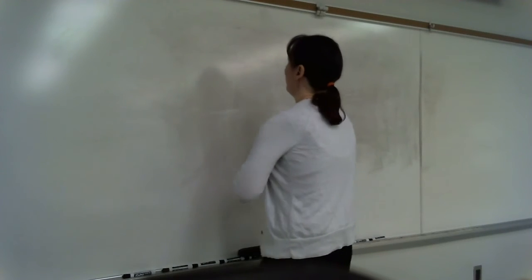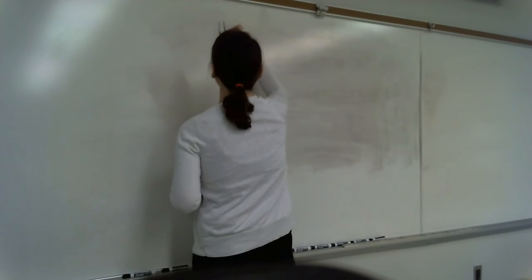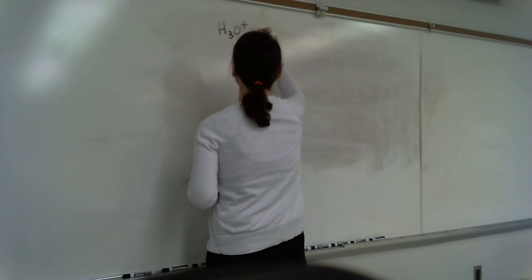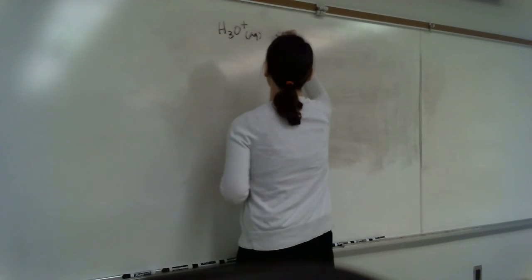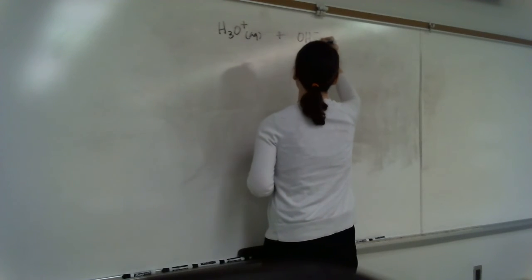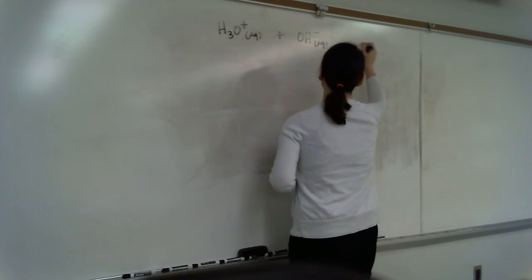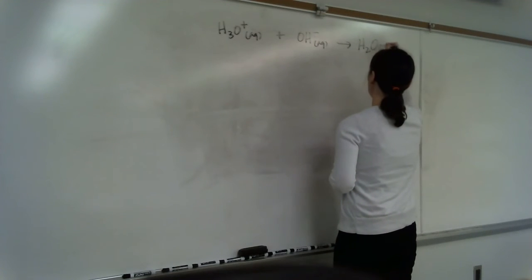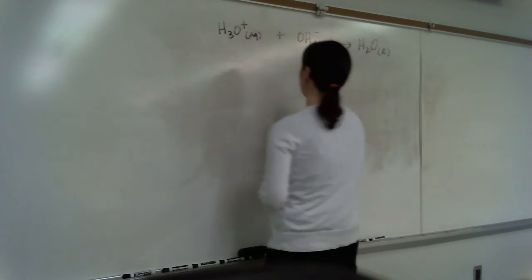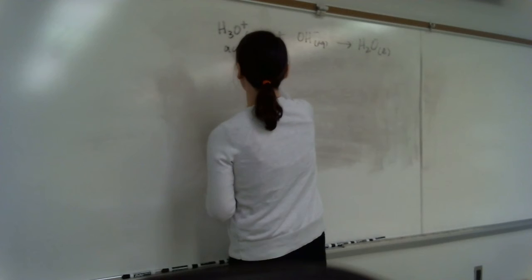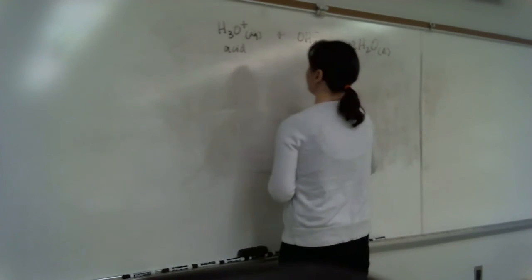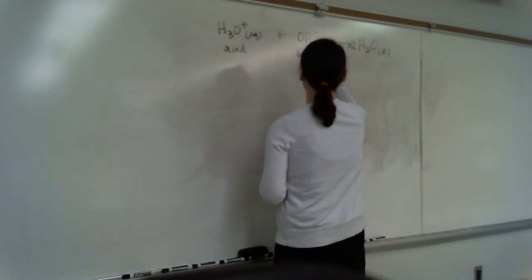So let's go back to our net ionic equation for water, right? H3O+ plus OH- produces H2O liquid. All right, this is the acid component. This is the base component.